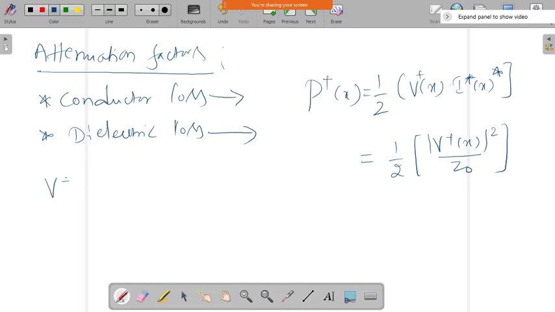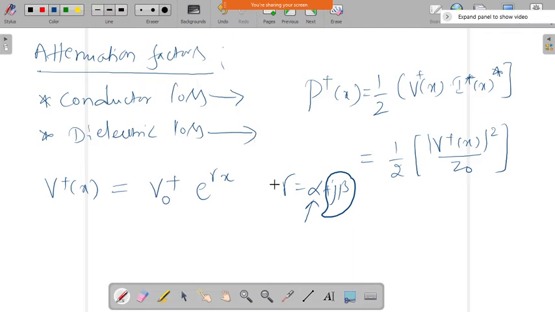Now if I define V plus of x in terms of its magnitude, we can write it as V naught plus, which we have already defined, into e power gamma x. Now this gamma is nothing but alpha plus j beta, where beta represents the phase constant and alpha represents the attenuation constant. In our discussion, the loss is represented by this attenuation factor, alpha. Now if I put that in, we can write it as V naught plus into e power alpha x into e power j beta x. This is a phase factor, and this is the magnitude factor, which tells us how much loss is happening.